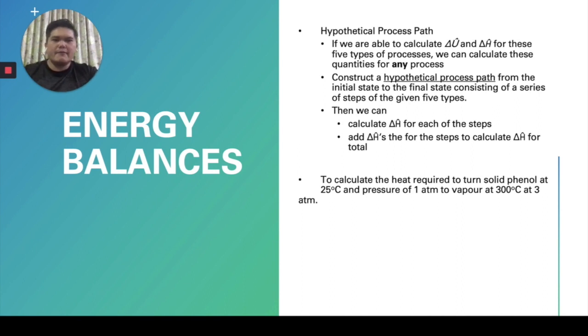For example, I have given you an example of how to turn solid phenol at 25 degrees Celsius and a pressure of 1 atmosphere to vapor at 300 degrees Celsius at 3 atm. So we need to know how we can calculate the enthalpy change of phenol from 25 degrees Celsius and 1 atm to 300 degrees Celsius at 3 atm. Again, you have to refer to certain values that you can get from the appendix table.